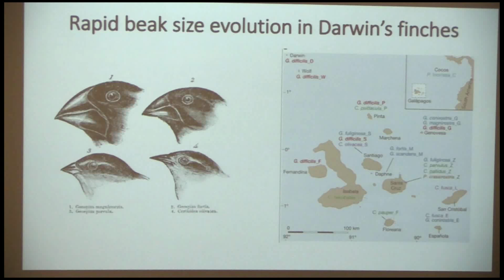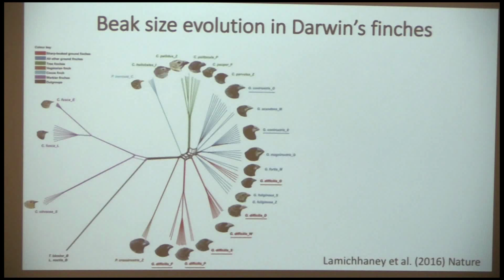A few years ago, we were able to sequence samples of all of the different species, and this is a network showing the relationships between them. One important thing to note is that it's really not just a bifurcating tree. There's been a lot of gene flow or ancestral lineage sorting. The main thing I wanted to go into is some work where we've been looking at changes in beak shape over time.